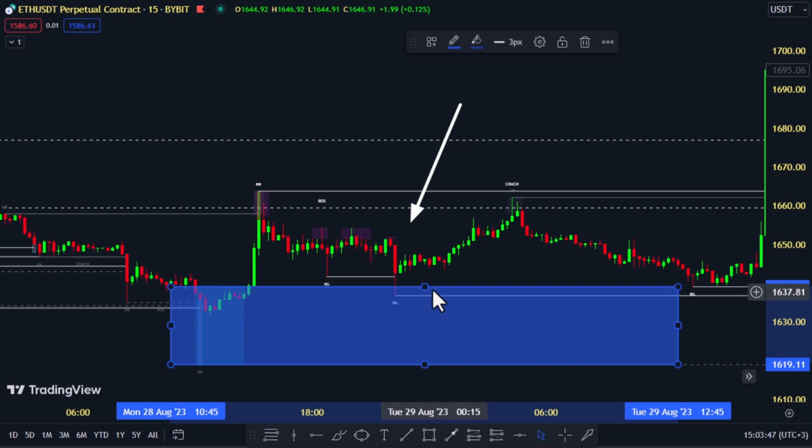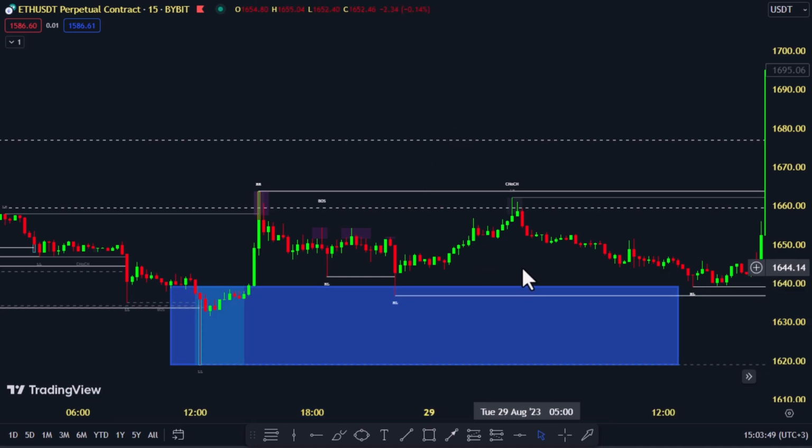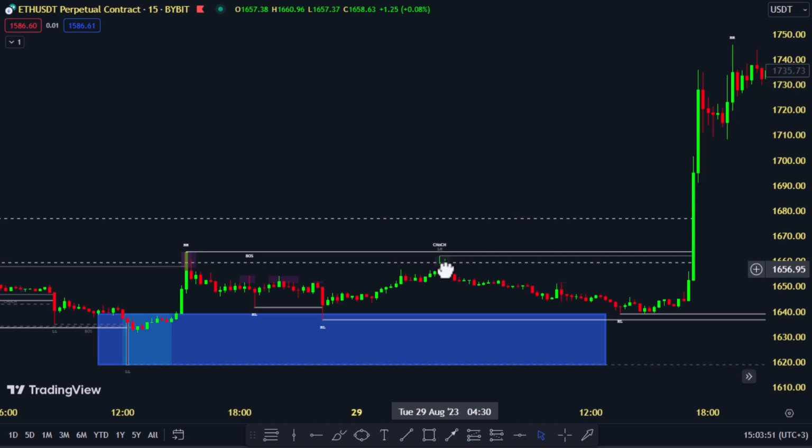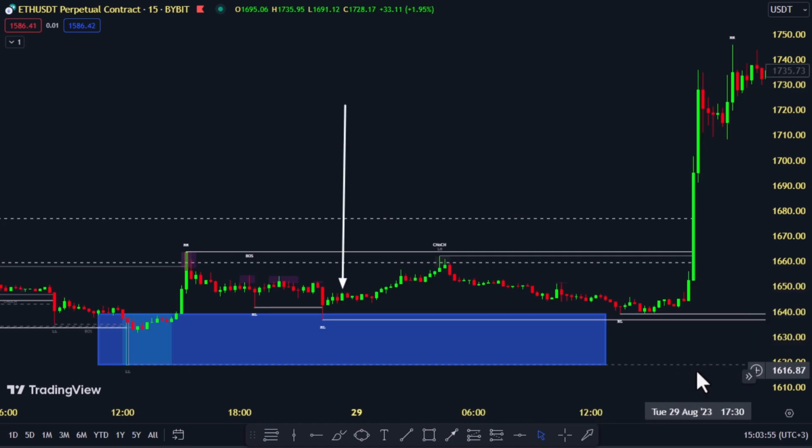But that's not all. We also want to see some buying pressure before we hit that buy button. Look out for a reversal pattern like a bullish engulfing pattern.